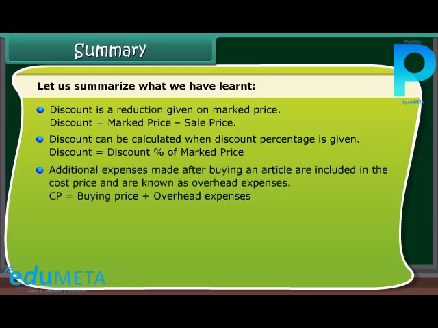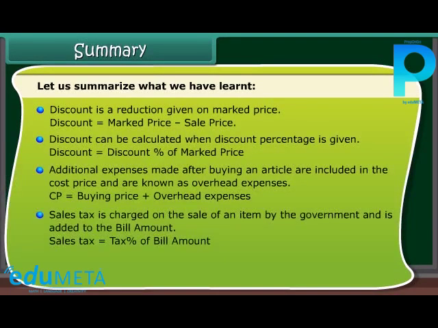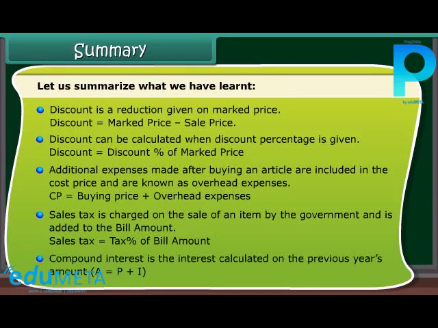Additional expenses made after buying an article are included in the cost price and are known as overhead expenses. CP = buying price + overhead expenses. Sales tax is charged on the sale of an item by the government and is added to the bill amount. Sales tax = tax percentage of bill amount. Compound interest is the interest calculated on the previous year's amount, A = P + I. Amount when interest is compounded annually.